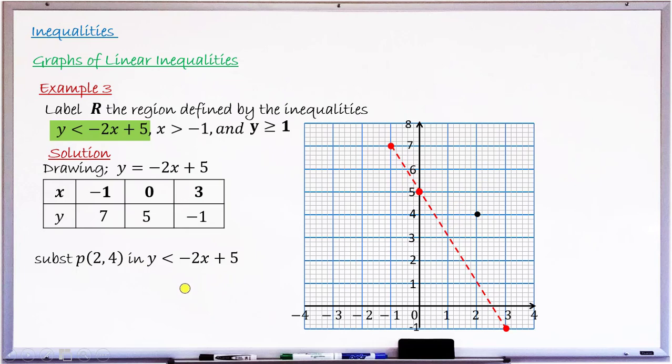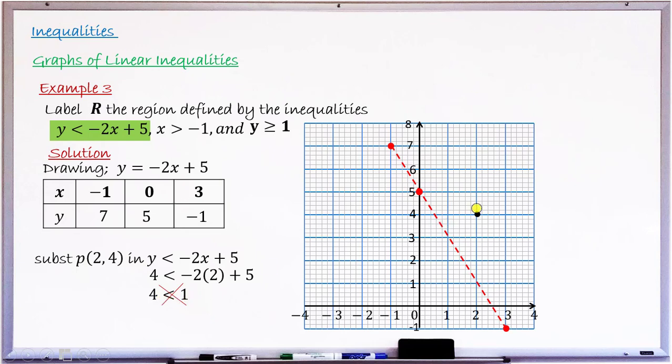So let me just substitute x by 2 and y with 4. So I'm going to have 4 less than, I have replaced y by 4, I replaced x by 2, so I have 4 less than minus 2 times 2 plus 5. Minus 2 times 2 gives you minus 4, and minus 4 plus 5 gives you 1 in the end. So 4 less than 1, you can see this is a contradiction. 4 cannot be less than 1.